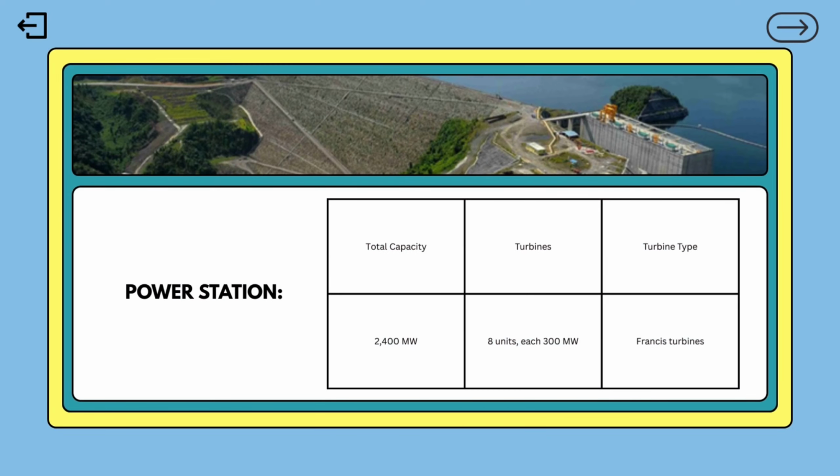The Bakun Power Station is bigger. It can produce 2,400 megawatts. It has 8 turbines and each makes 300 megawatts. These are also Francis turbines.